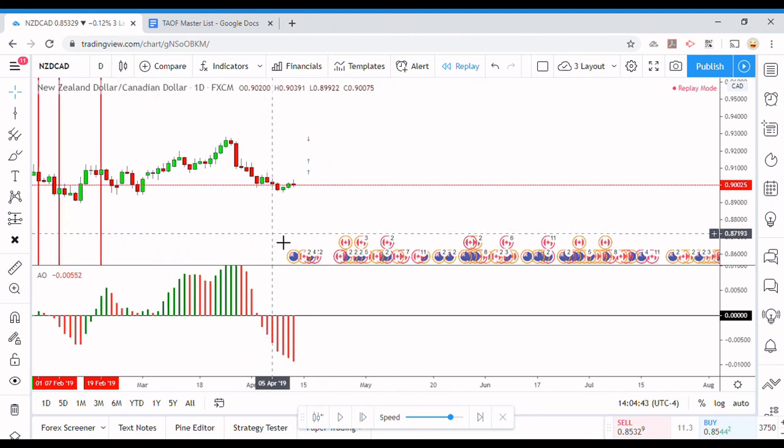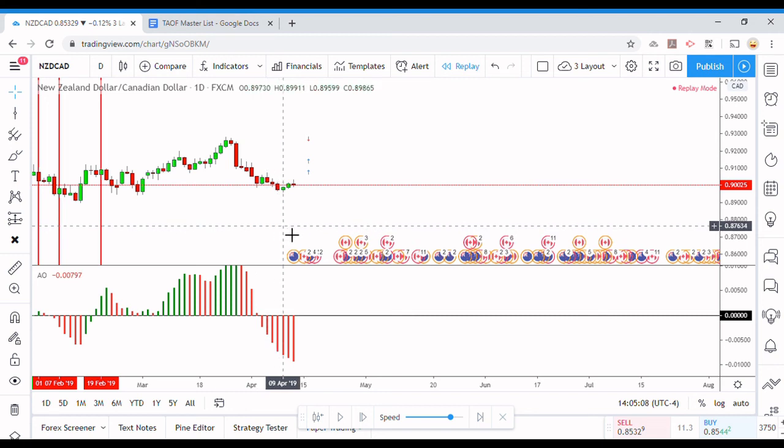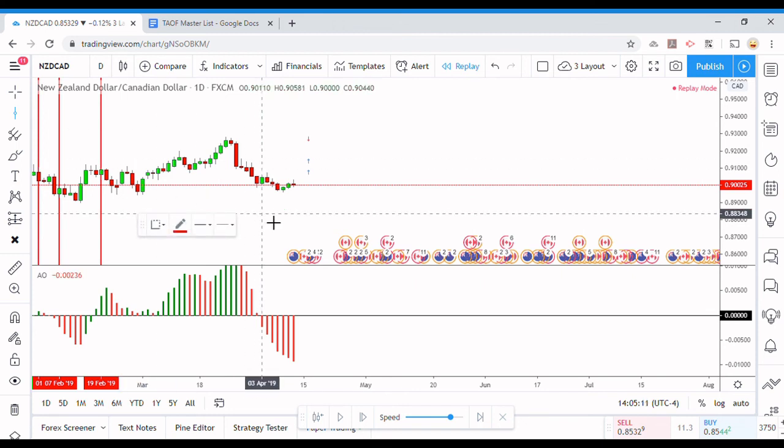90.44, so 89.84 low. Is that right? Let's see. 90.44. Yep. And we're looking for 89.84 low. Looks like we got it right there. We did. There's that one.